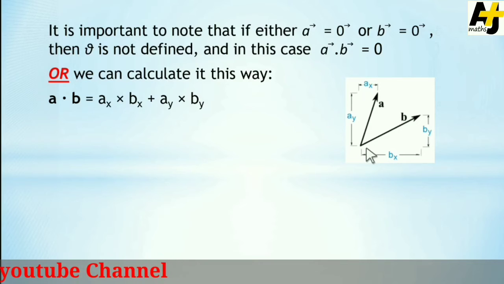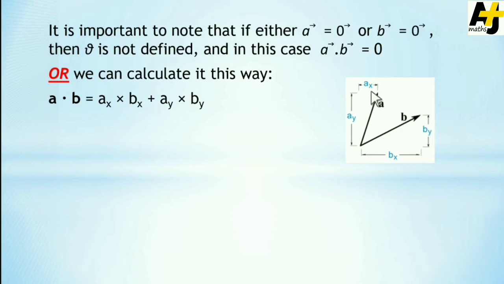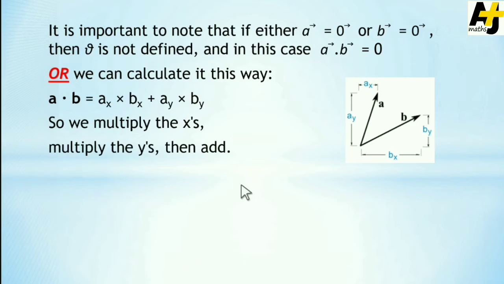Look at the diagram. Here this is vector a and this one is vector b. The x component is ax, the y component is ay; the perpendicular is the y component and the horizontal is the x component. Similarly for vector b, bx is the x component and by is the y component. So if we multiply the x component of a with the x component of b and the y component of a with the y component of b and then add, this will be the dot product. So we multiply the x's, multiply the y's and then add.